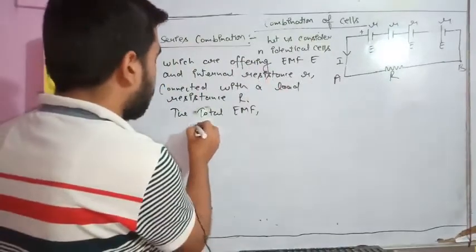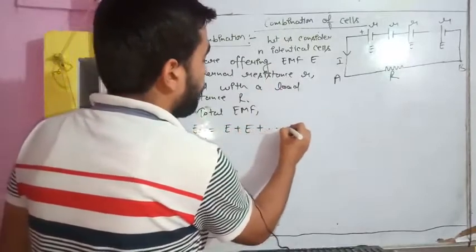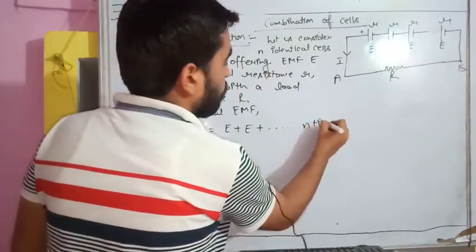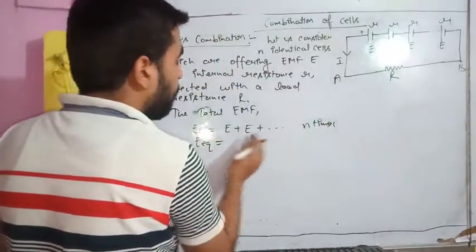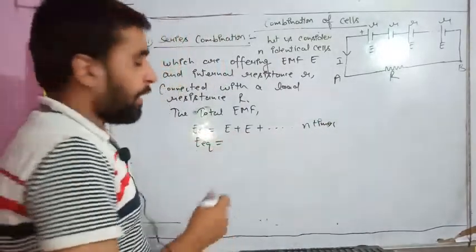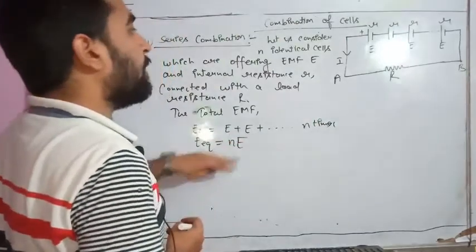So E equivalent, the total EMF will be E plus E, how many times? N times. So what will be the net EMF? E equivalent will be equal to how many times you are adding E to itself? N times. So this will be NE. So that is the E equivalent.